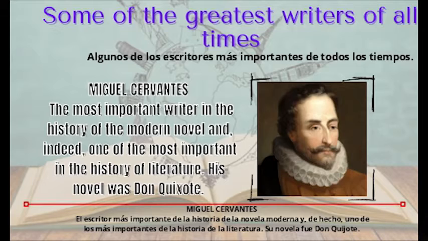Miguel Cervantes, the most important writer in the history of the modern novel and, indeed, one of the most important in the history of literature. His novel was Don Quixote.